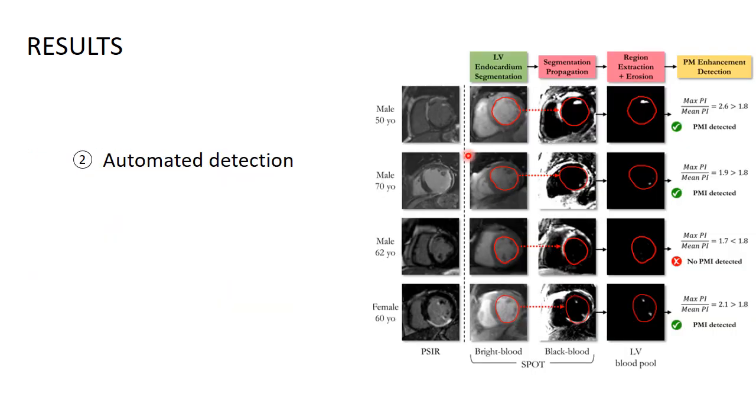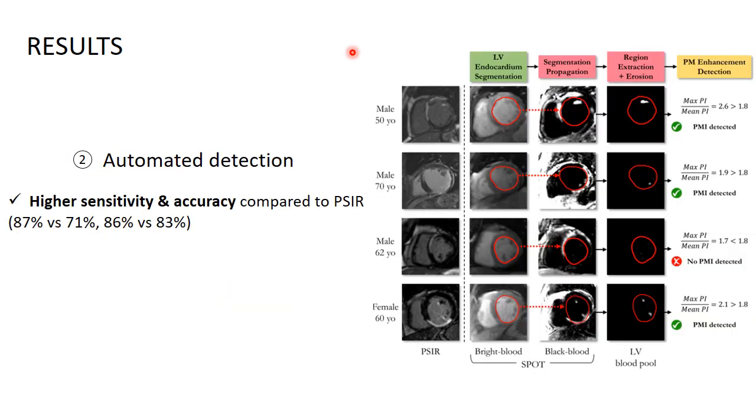For the automated detection, the algorithm provided a higher sensitivity and accuracy compared to PSIR, as well as the visual detection, and a processing time of less than 2 seconds per patient. And here we have the different steps that lead to the diagnosis, or at least the decision that is made by the algorithm.